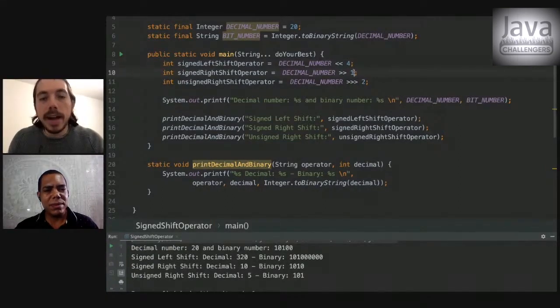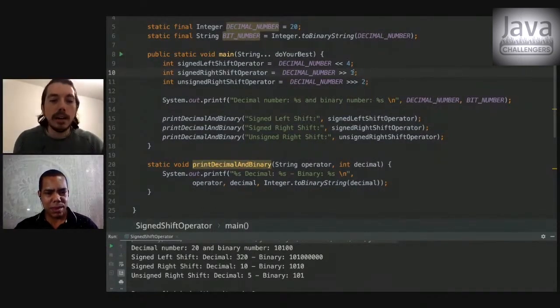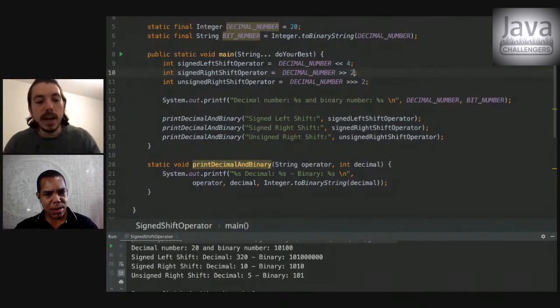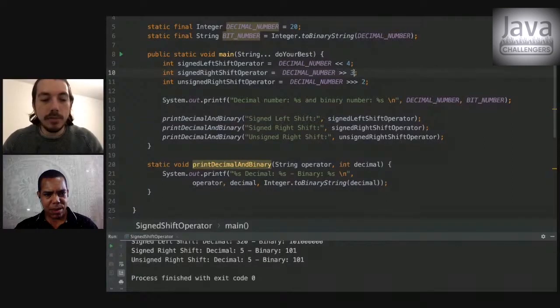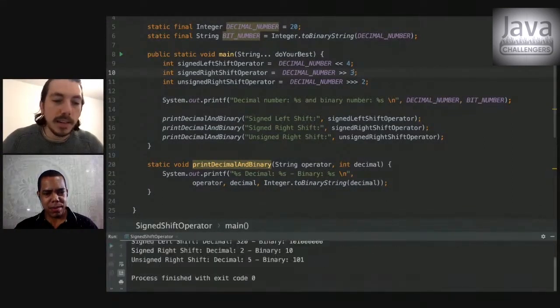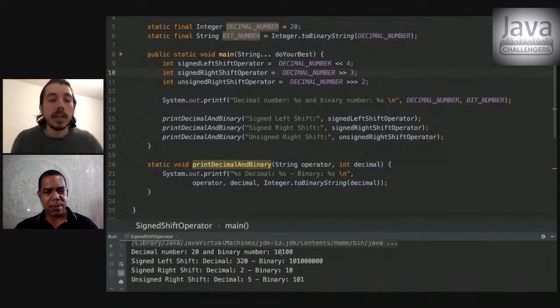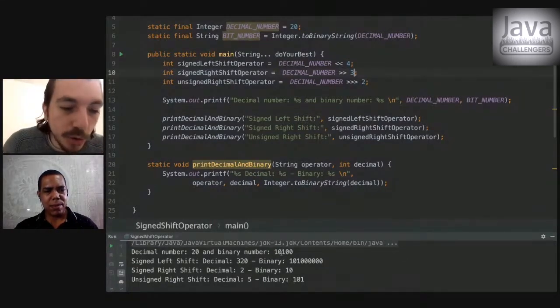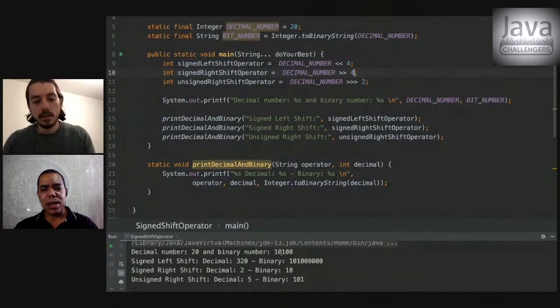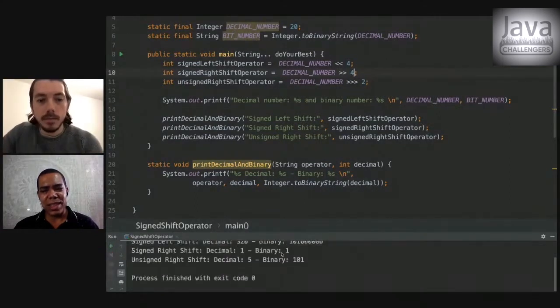And for the right shift operator, it's gonna be the opposite. If we put 1, it's gonna be the half of 20. If we put 2, it will be the half of 10. And if we put 3, it's gonna be an integer number, so it won't be exactly the half of 5, because we are returning an integer number, but we have 2 anyway. All right, it will be rounded to the next integer.